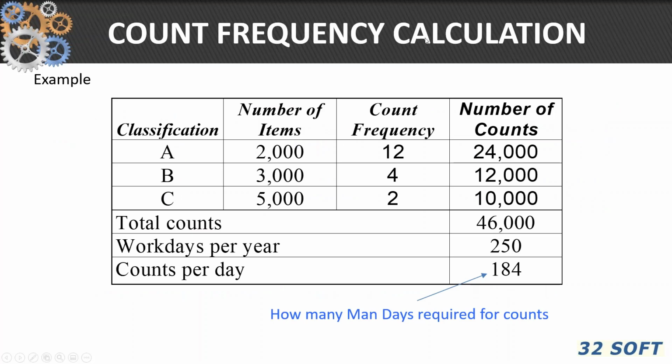This is just a little frequency calculation that can tell you how many people you need to do physical or cycle counting. If you've got a number of items that are classified ABC, you're going to count your A items probably 12 times a year, every month. Your B items every quarter, your C items maybe twice a year. You could total those up. If you have about 250 work days per year, that says I've got to do 184 counts per day. Well, how many people does that mean? So I can calculate how many people are going to be required to do my cycle count program.